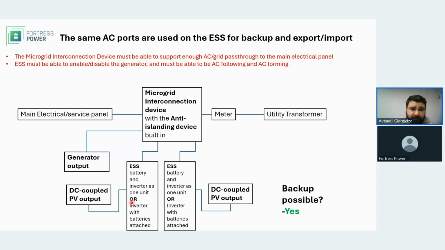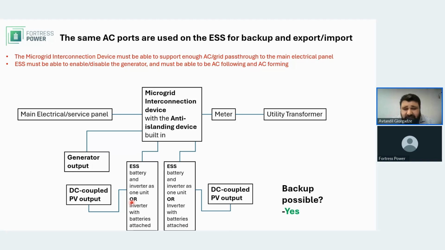The same scenario that we discussed before, but without the AC coupled PV, can be considered common. What we see here is everything is the same in terms of what the microgrid interconnection device does, what the anti-islanding device does, what the energy storage system does, and what the generator does. So everything remains the same. The only difference is that you have DC coupled PV output connecting directly to the energy storage system. You don't have a standalone AC coupled PV inverter connecting to the microgrid interconnection device.